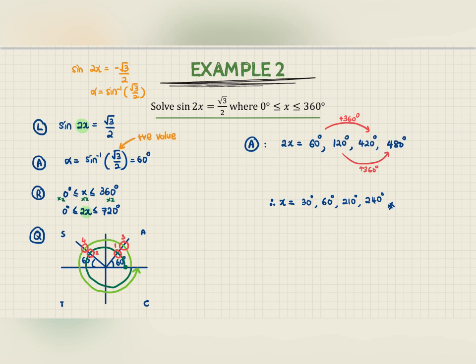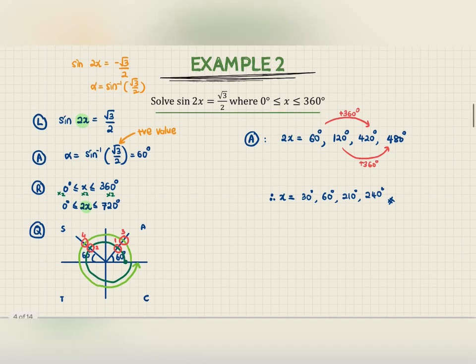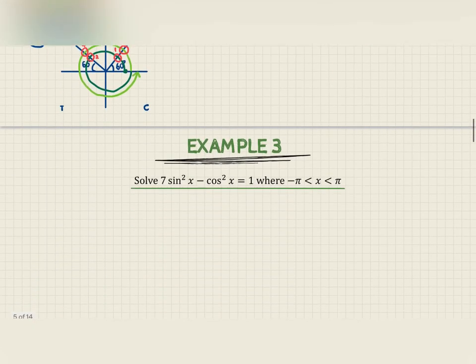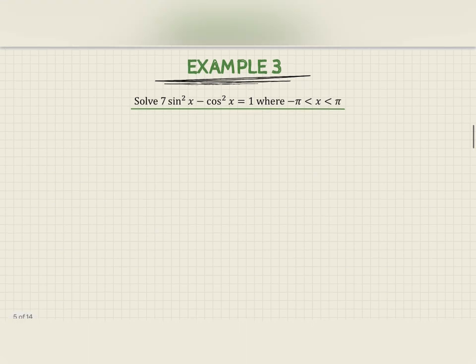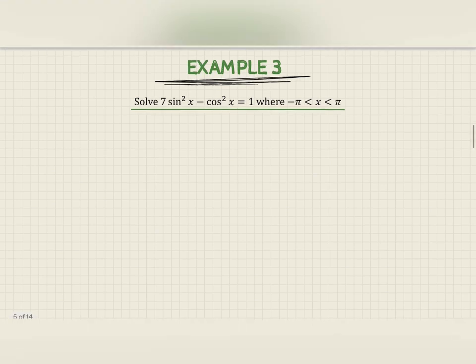Alright. So saya dah tunjukkan 2 contoh untuk linear form. Okay, now kita pergi kepada learning outcome kedua tadi, which is solving trigonometric function in quadratic form. Okay, so kalau kuadratik, so kamu akan nampak benda ni lah. 7 sin square minus cos square equals to 1. Okay, so soalan pertama, boleh tak kita solve ni?